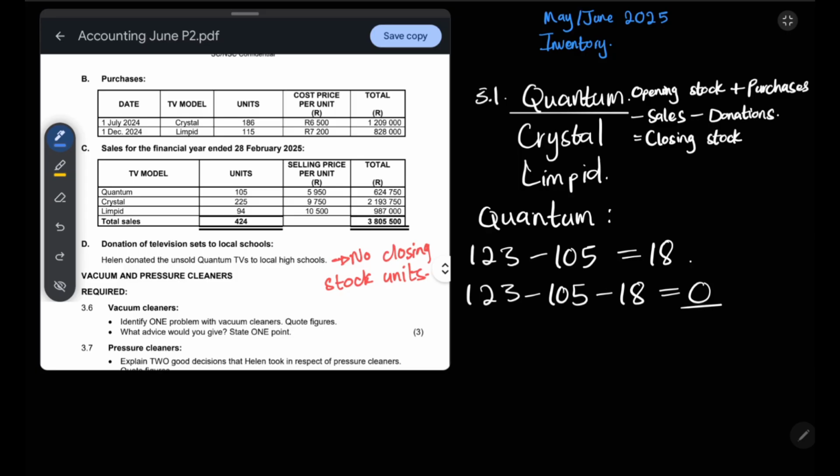We have nothing in our closing stock. We had 18 units, but it was donated. Therefore, we have nothing for Quantum TVs. So we have to say this 0 times your unit cost price.